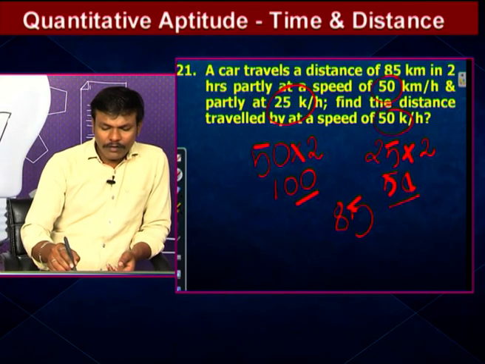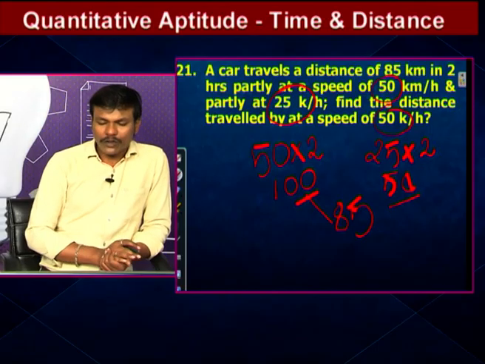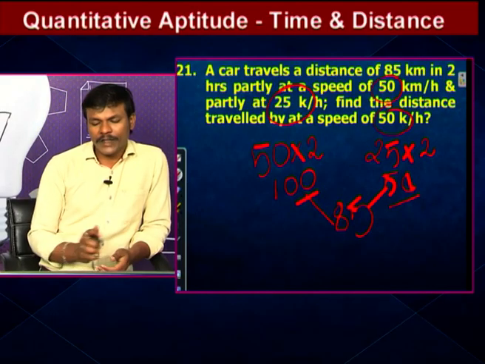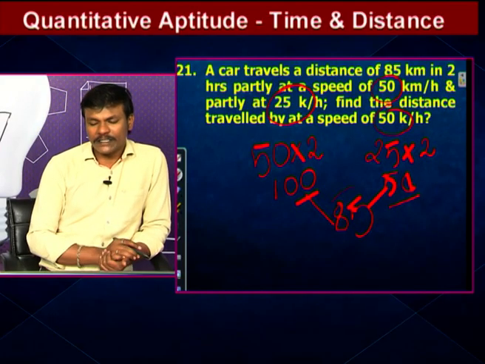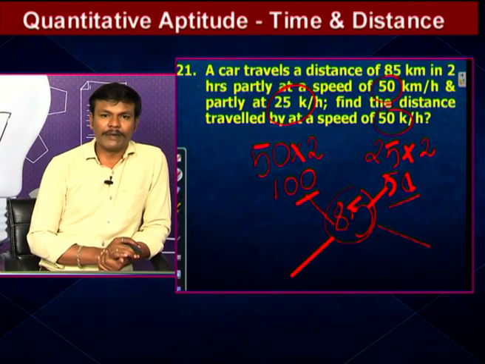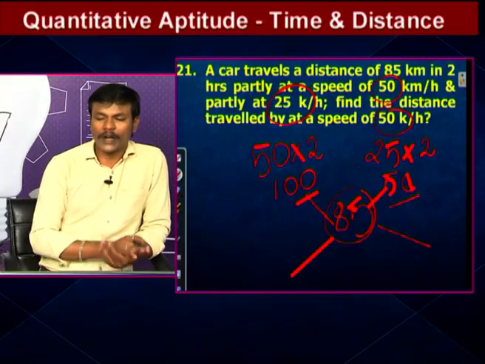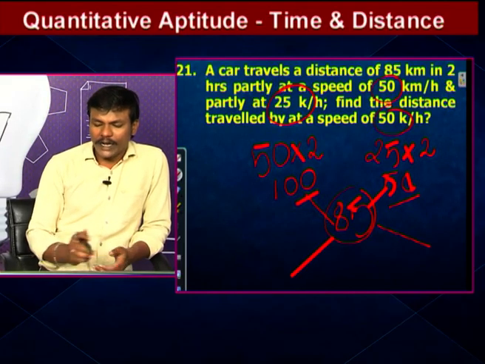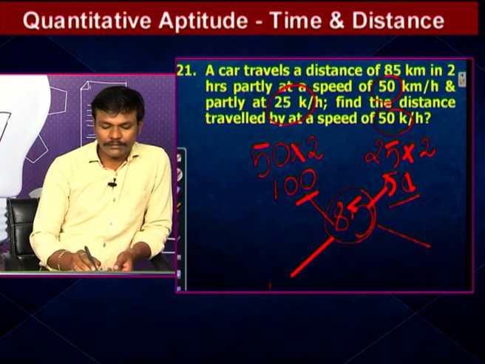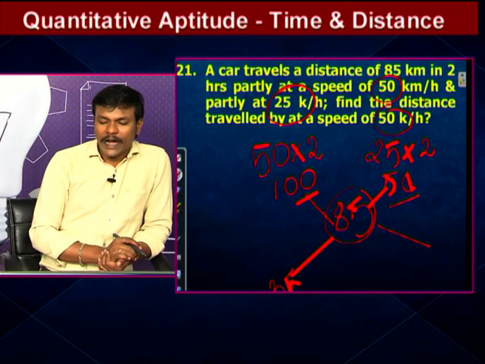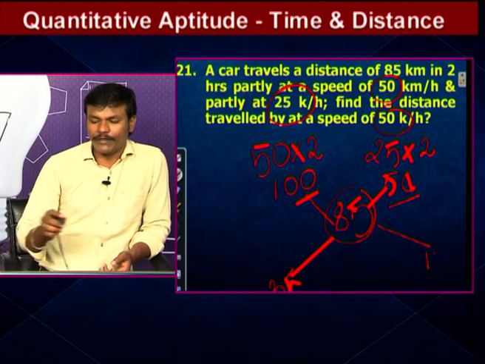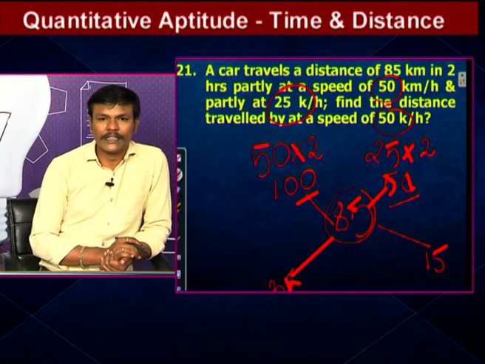So we are taking the mixture of two speeds, 50 for 2 hours and 25 for 2 hours, which is 100 and 50. The original is 85 kilometers. This is the mixture. For the mixture 85, take the cross difference between 85 and 50, and 85 and 100. 85 to 50, the difference is 35. 100 to 85, the difference is 15.